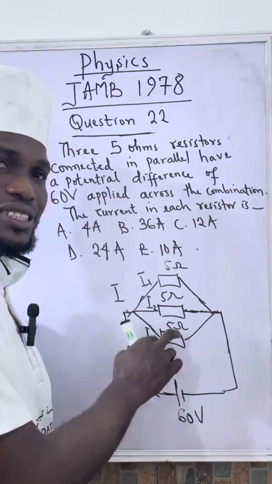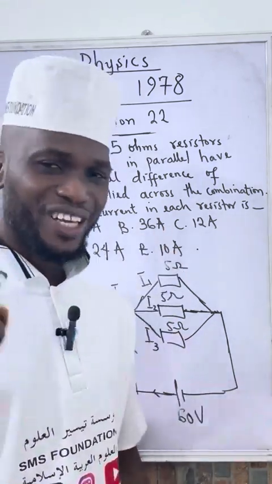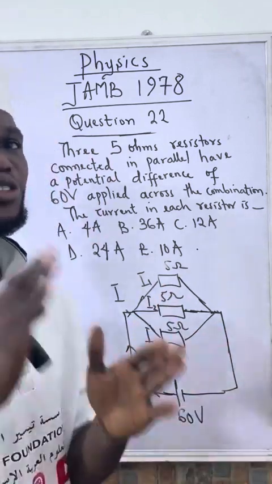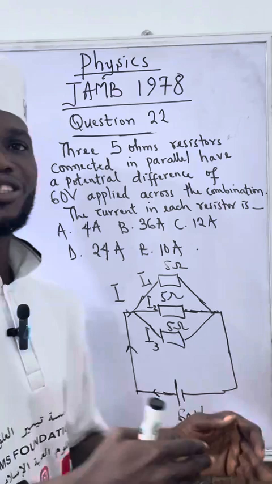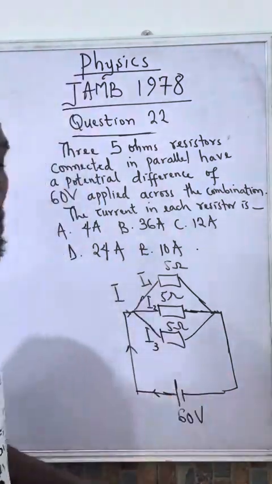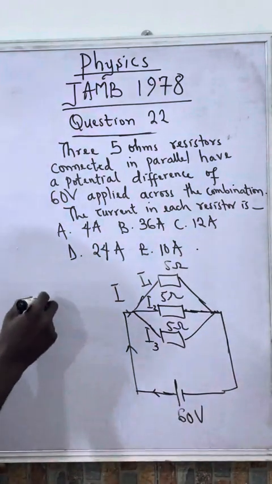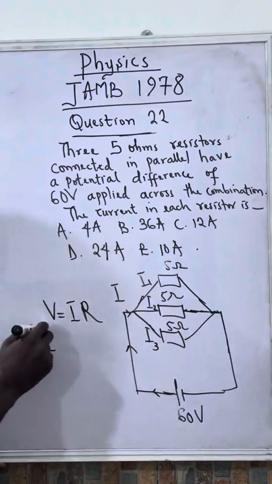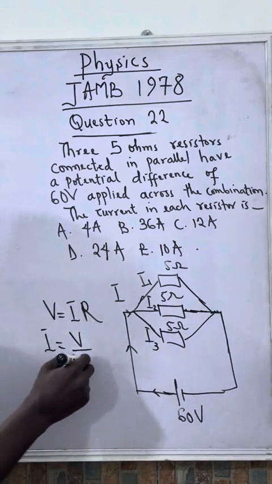Assuming they are different, they cannot take the same current. That is a fact about parallel connection which you need to know. So this even makes the job easier for us. All you need to do is to remember your Ohm's law. Ohm's law says that V is equal to IR. Now to get I, I will just say I is equal to V over R.